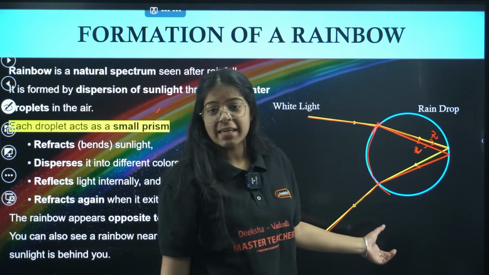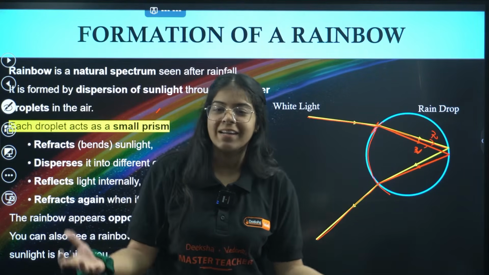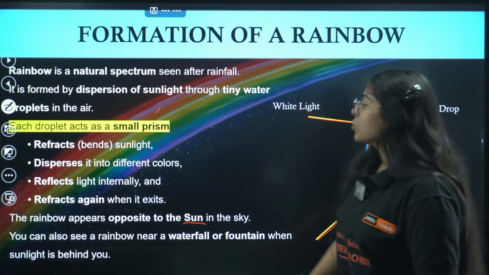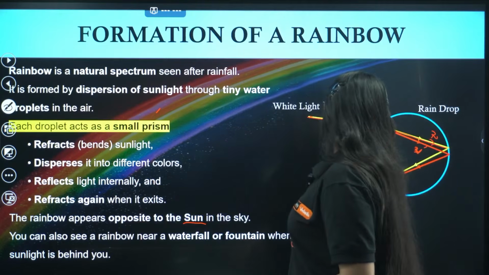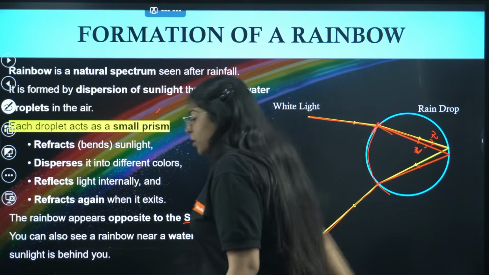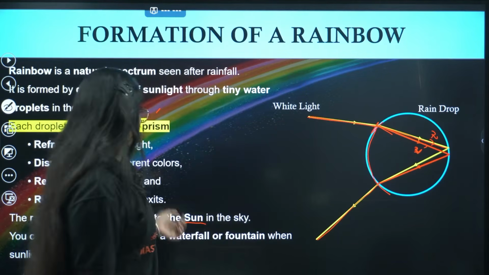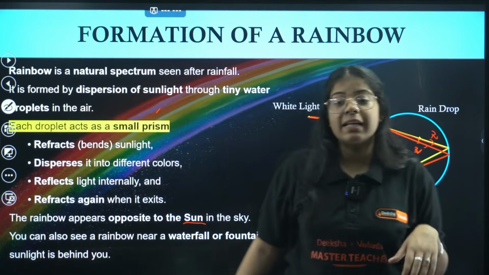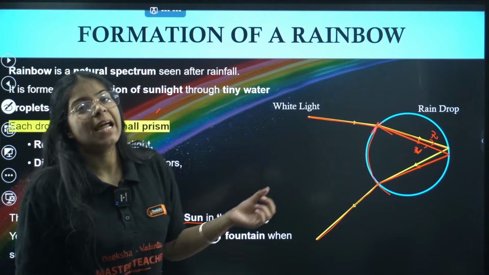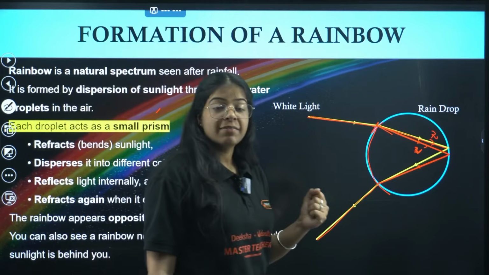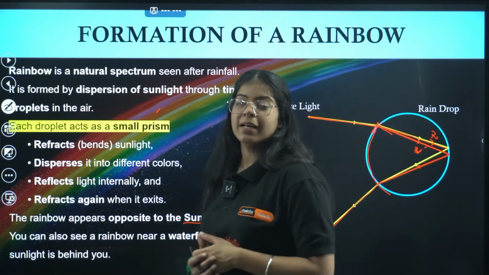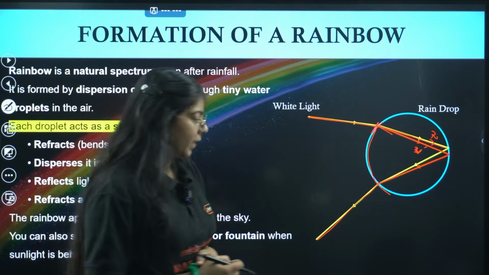So, what we see is a colorful rainbow. This is the basic concept of rainbow. What is happening? It refracts, and it disperses into 7 colors, its 7 constituent colors. Then, the light reflects internally inside the water droplet. The light will reflect instead of refraction, and then it refracts again when it exits that water droplet.